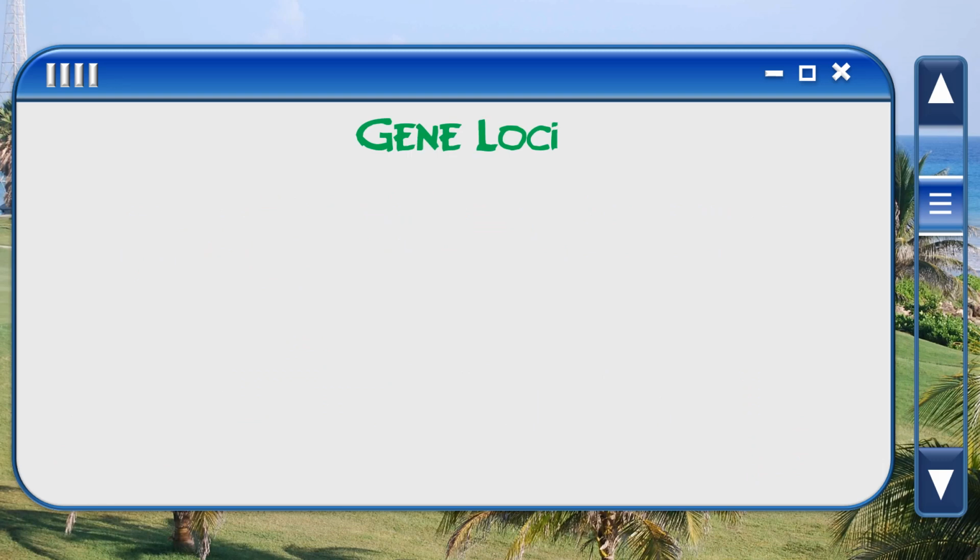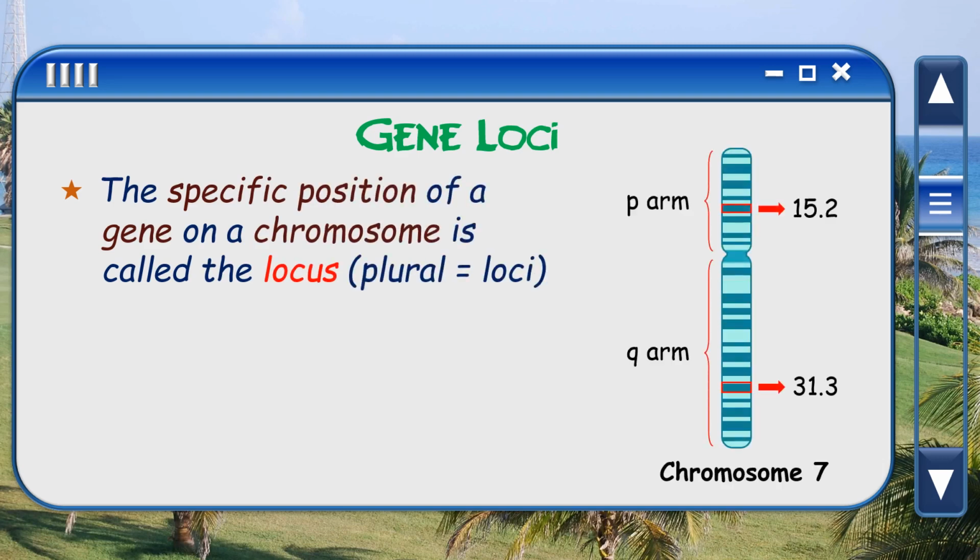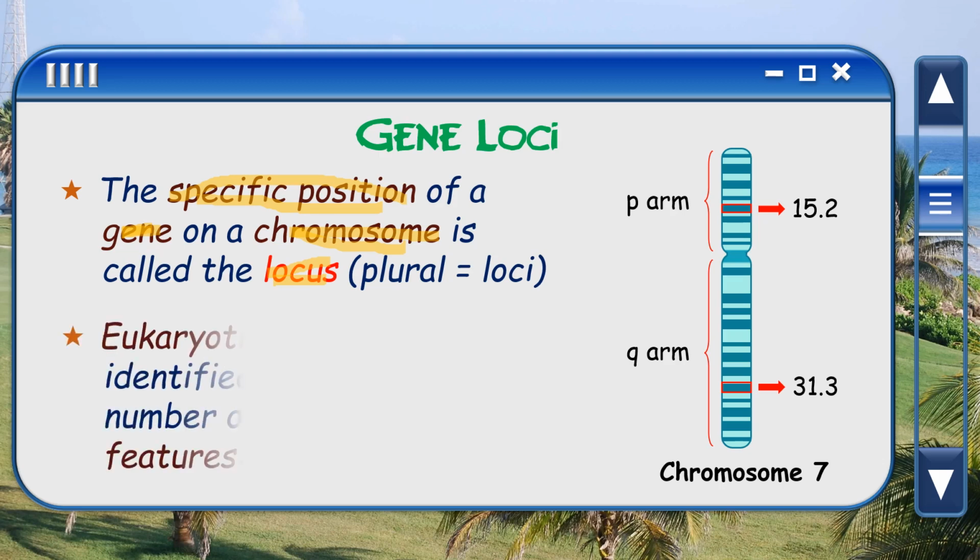Let's talk about the gene loci. The specific position of a gene on a chromosome is called a locus. In plural, they are loci. The specific position of a gene on a chromosome is what we refer to as a locus or loci. That is the specific position where the gene is located.